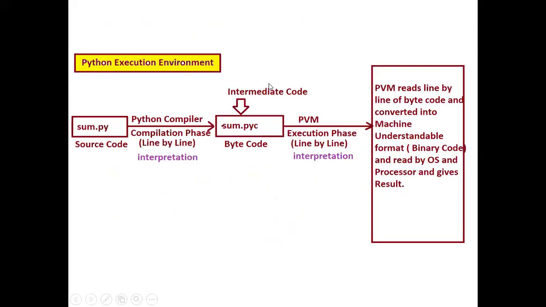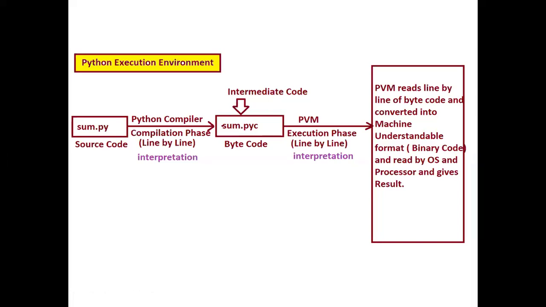Python execution environment. See, now what happened is we saved a file. This is a source code. We have saved a file sum.py, right? Now what happens is the compilation process takes place internally. This is an internal process.